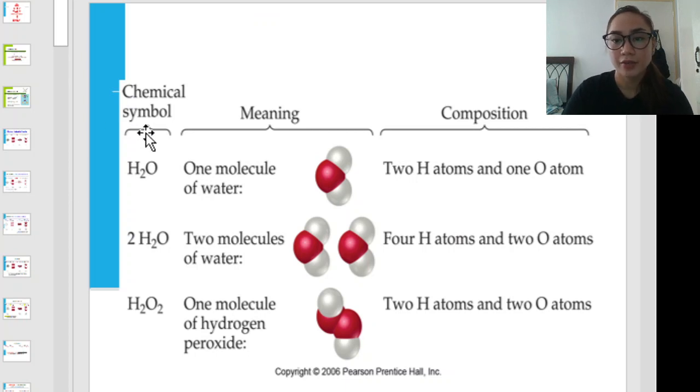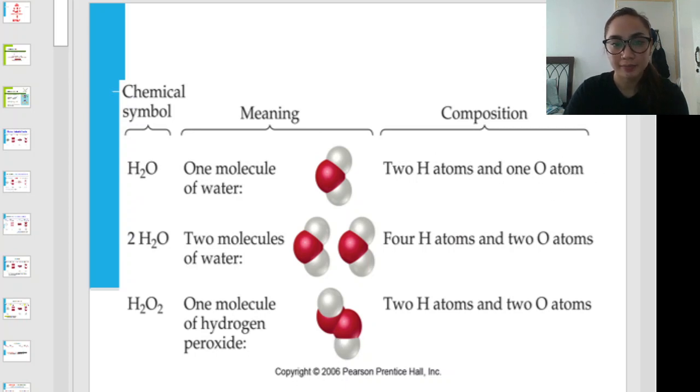So, we have H2O or water. So, ang meaning niya, we have 1 molecule of water. And ang composition niya is, of course, meron tayong 2 hydrogen atoms and invisible 1 oxygen atom.